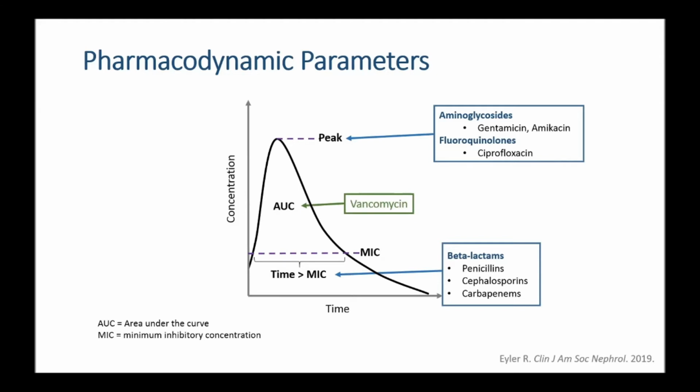However, Vancomycin on the other hand doesn't really quite fit either of these, and it's more AUC above MIC dependent, meaning that we are looking at overall Vancomycin exposure. We are targeting AUC above MIC of 400 to 600, and this is for over 24 hours period.